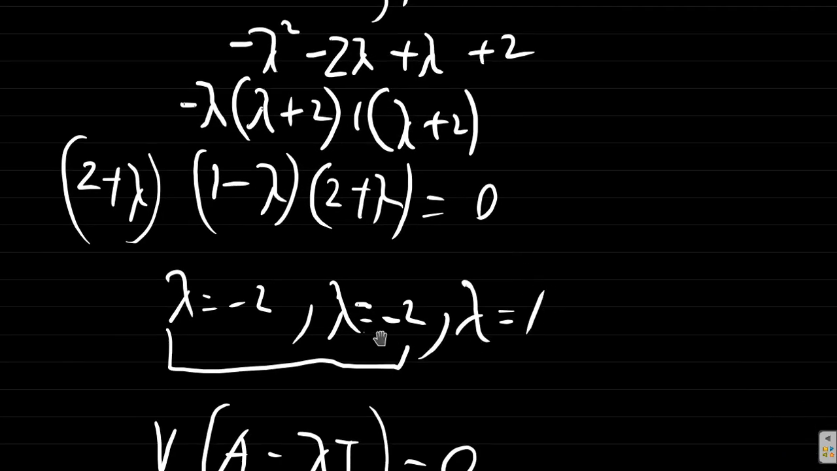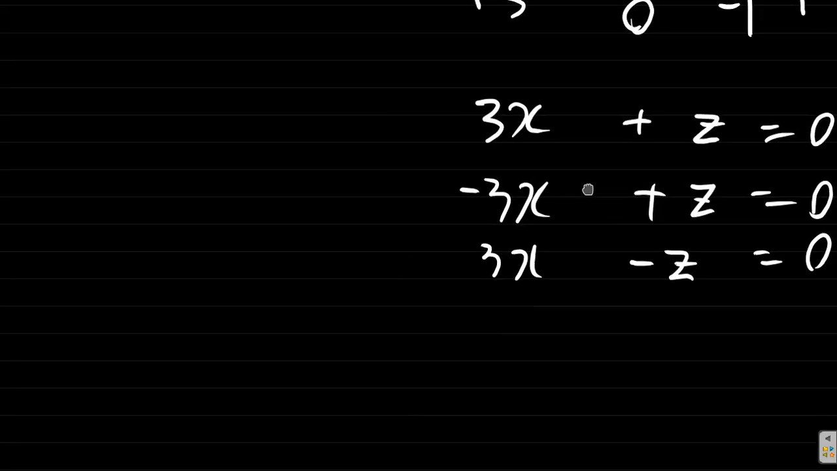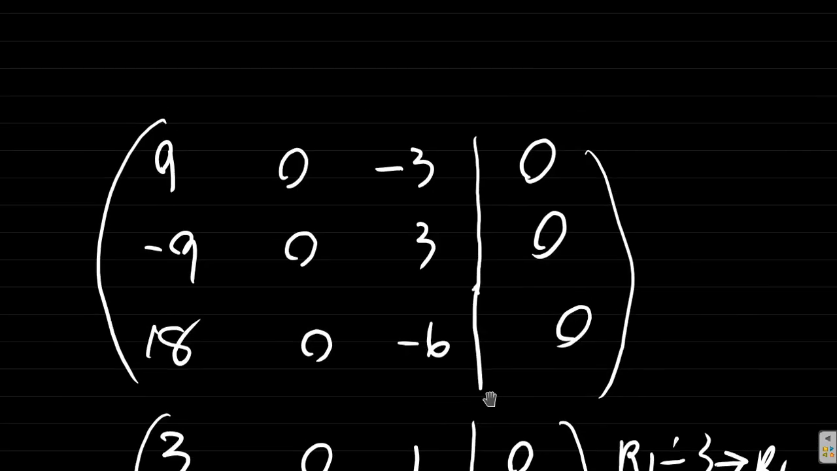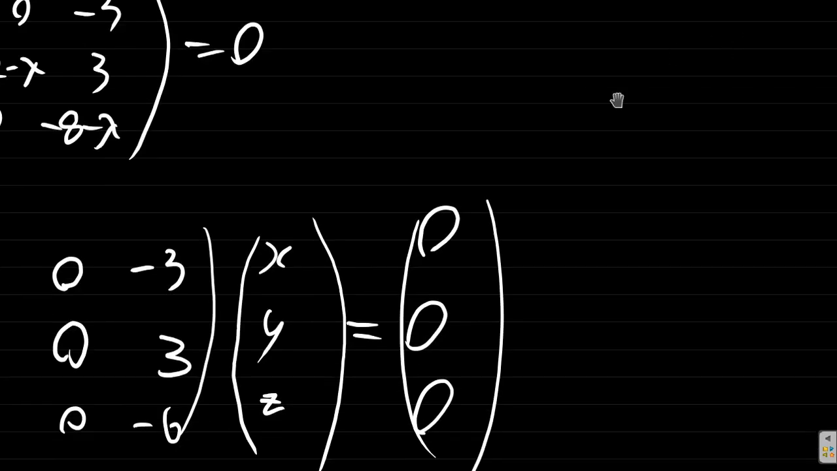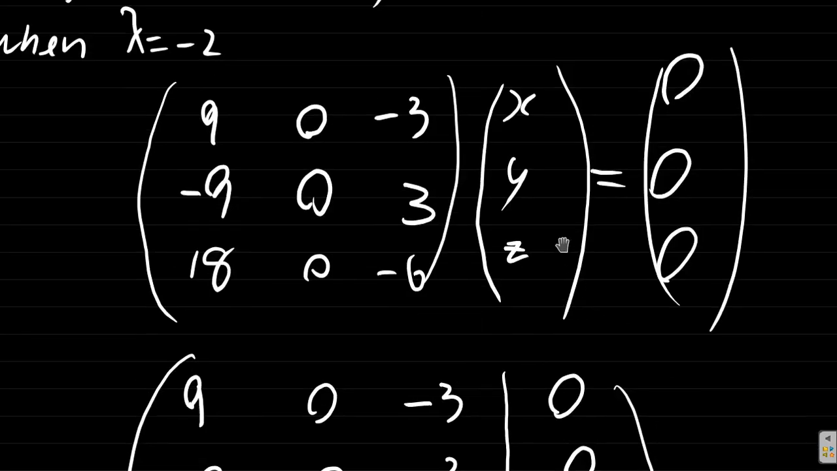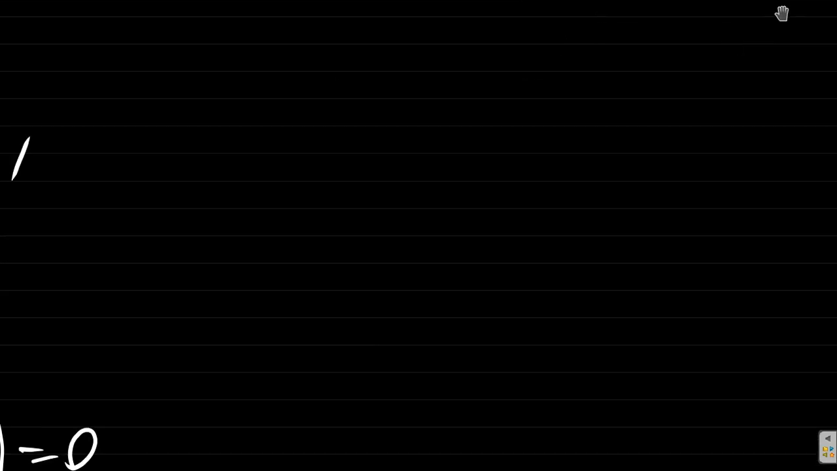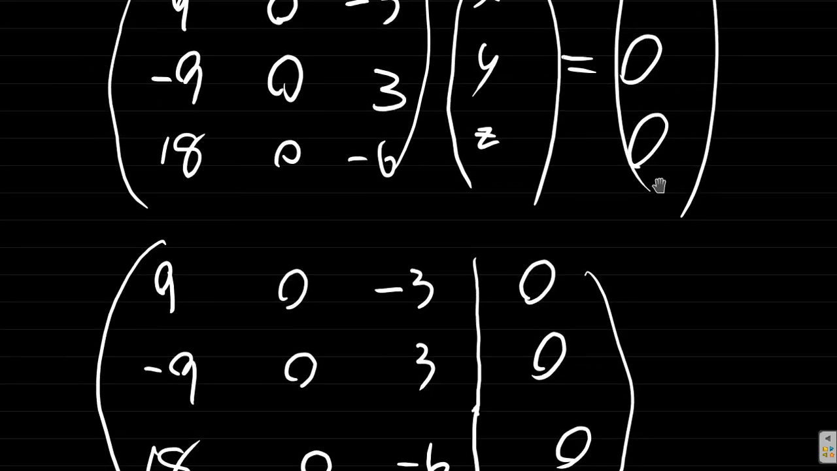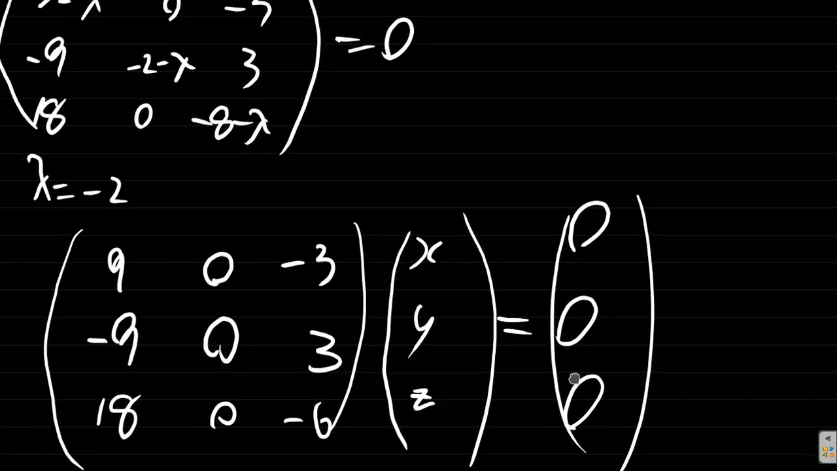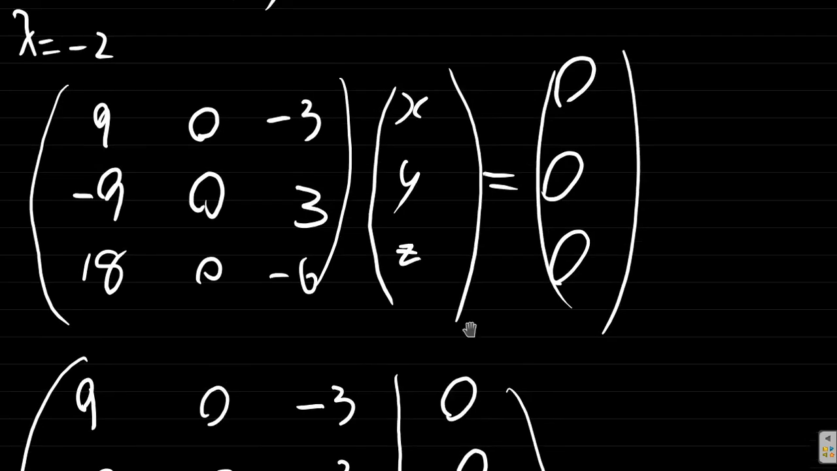They were lambda equal negative 2 in two cases, and then lambda equal 1. So we got this from lambda equal negative 2. Now, when lambda equal 1, what happens? Let's put it nearer to here. When lambda equal 1, what happens?